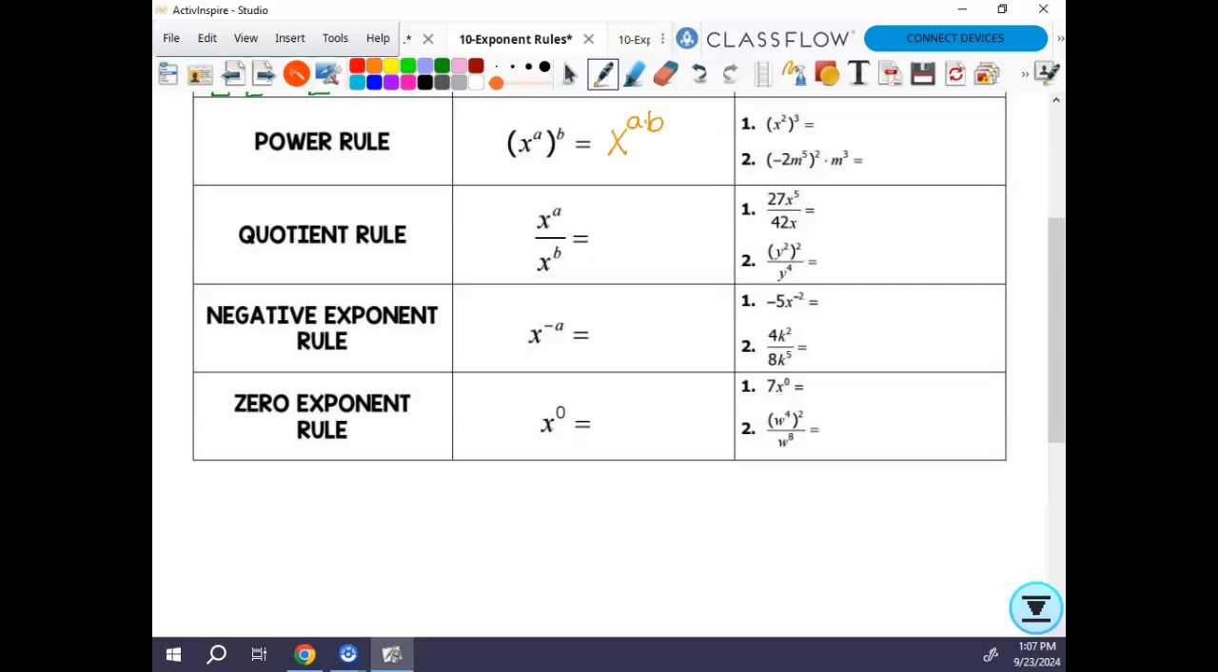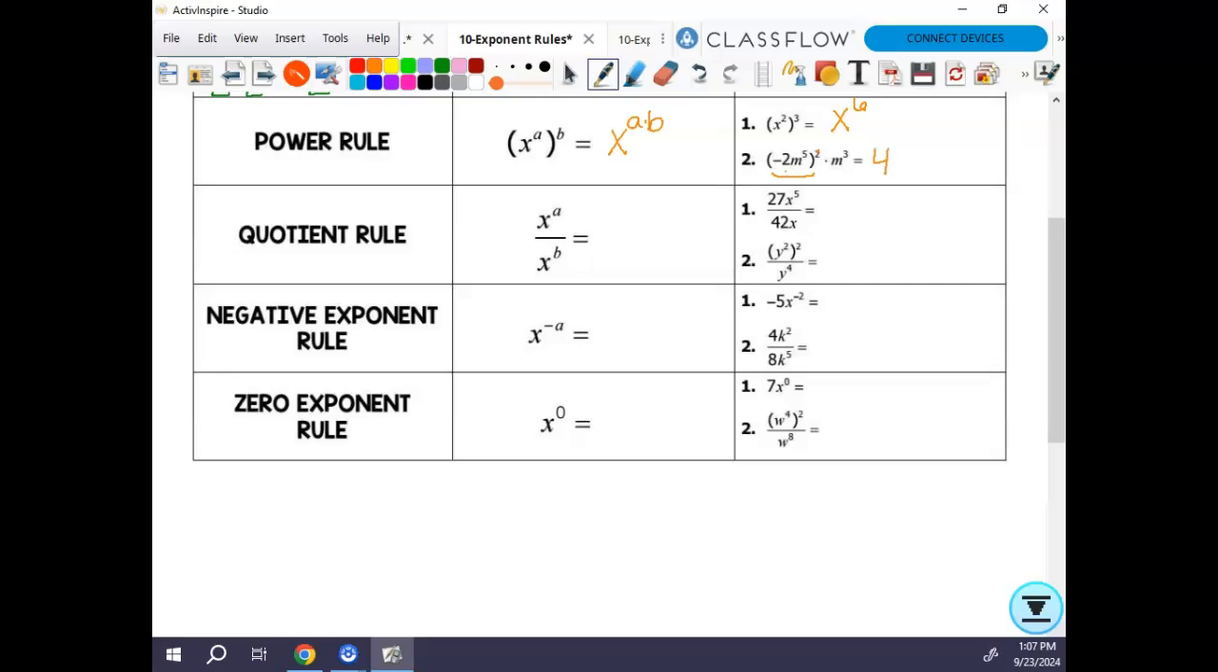So x to the 2 times 3 power is x to the what? 6th. Okay? And if you have more than one thing that you are taking to a power, so that whole thing is to the 2nd power, I have to do negative 2 to the 2nd power. What's negative 2 to the 2nd power? 4. And it's a positive 4.